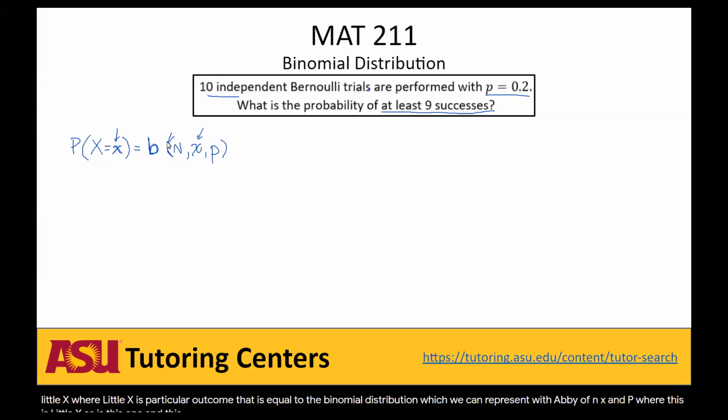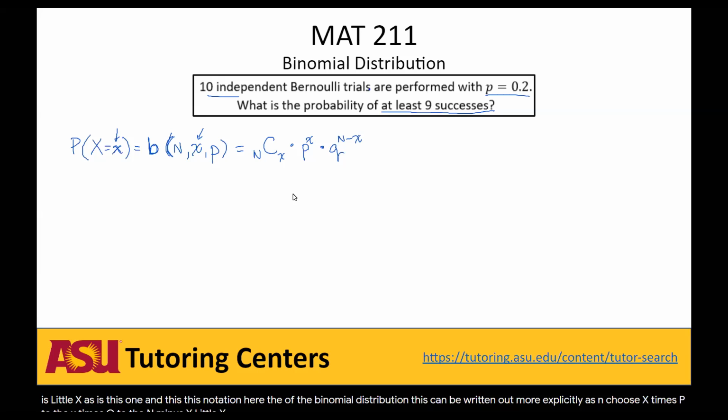And this notation here of the binomial distribution can be written out more explicitly as n choose x times p to the x times q to the n minus x, little x here, where q is equal to 1 minus p. So p is the probability of successes in this case, whereas q represents the probability of failures.